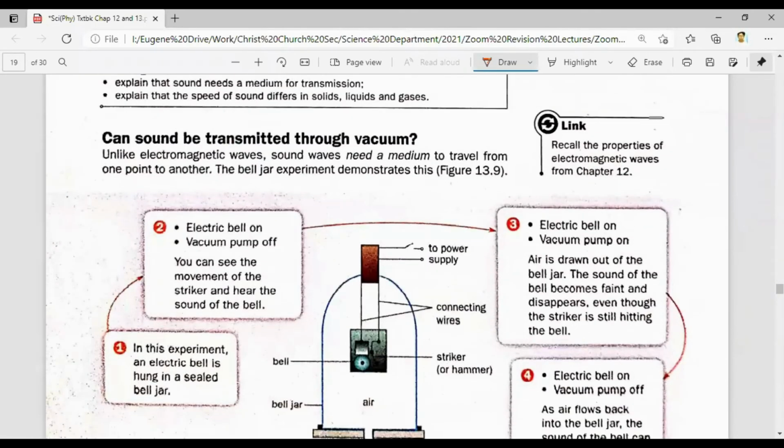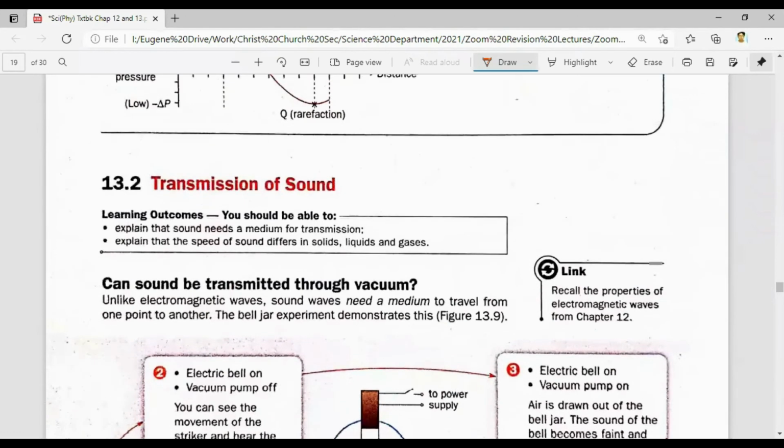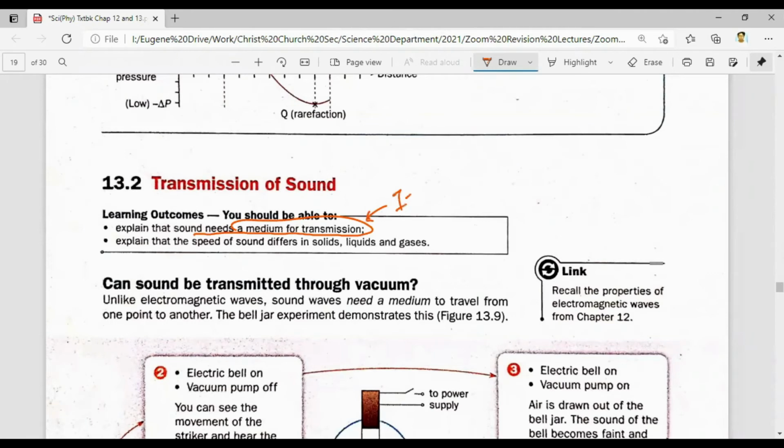Now next part, we're going to go to 13.2. About 13.2, what's the key idea? Sound needs a medium for transmission, which means that it cannot travel in vacuum. So you can see the contrast between sound versus EM waves here. Next, you need to know how the speed of sound differs in solids, liquids, and gases. So we're going to go into that also.